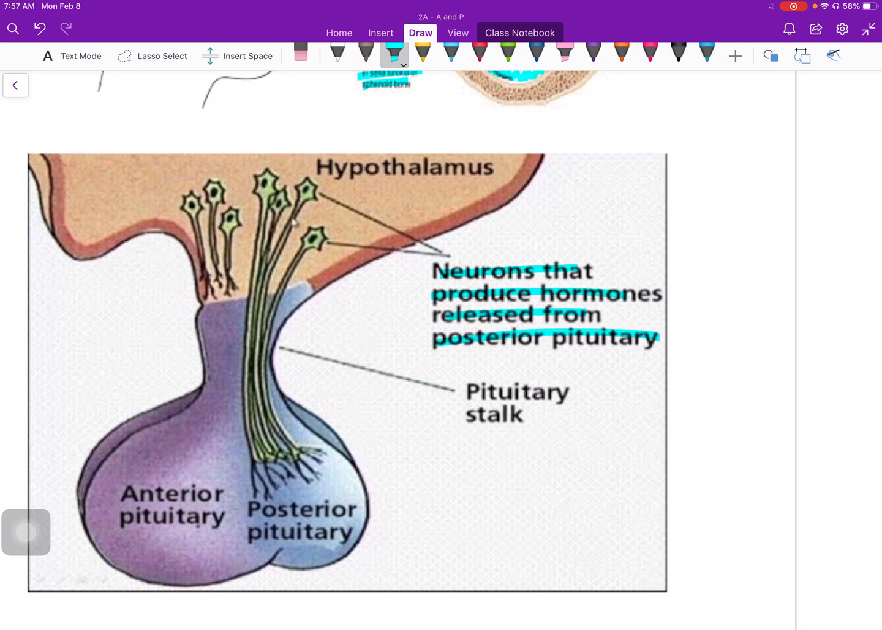All right, now, notice that in the hypothalamus, you have the neurons that produce the hormones released from the posterior pituitary. So this is nervous tissue. This is important, guys. This is neural stimulation. You'll remember when we talked about the three different types of hormone release in the endocrine system, and we said one of them is neural stimulation. This would be one of those. The posterior pituitary is made up of neural tissue, therefore it's neural stimulation. All right.